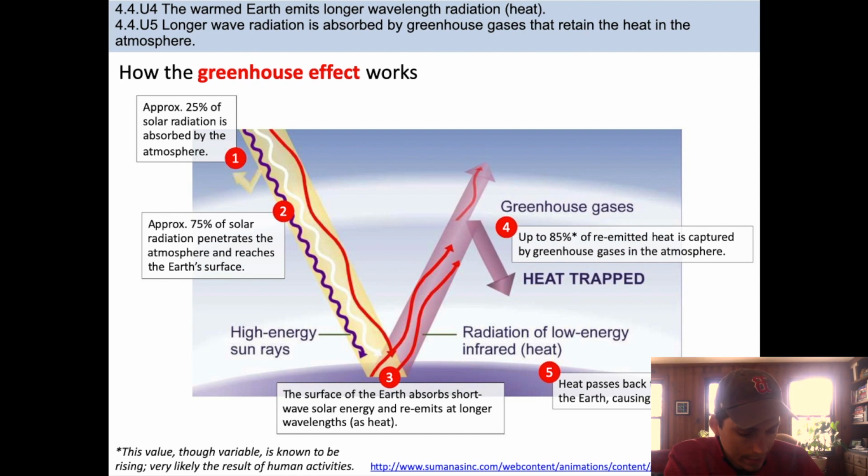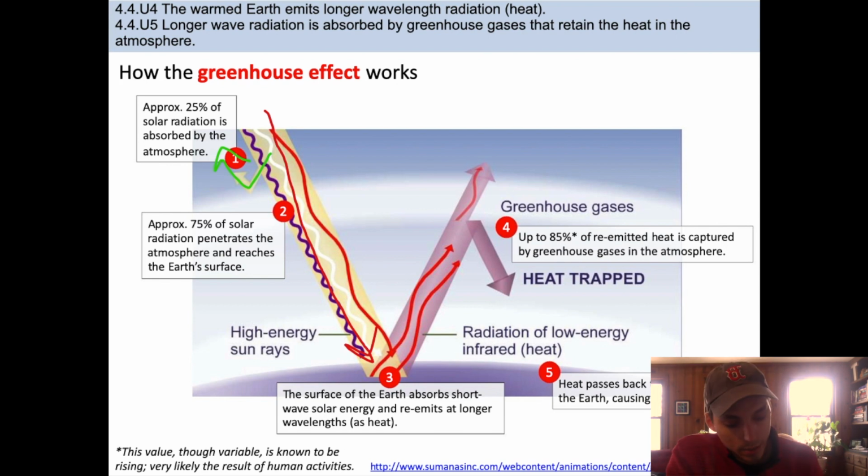It might be a little bit easier to see if I make that a different color. So let's go with that one. There we go. So it comes in, but doesn't make it all the way into the atmosphere. So about 75% then makes it through the outer atmosphere and reaches the Earth's surface. So it's coming all the way down and hitting the surface of the Earth. And what happens when it hits the surface of the Earth, as you know from anybody who's tried to walk barefoot on their driveway in the summer, the surface of the Earth absorbs that radiation and re-emits it as heat.